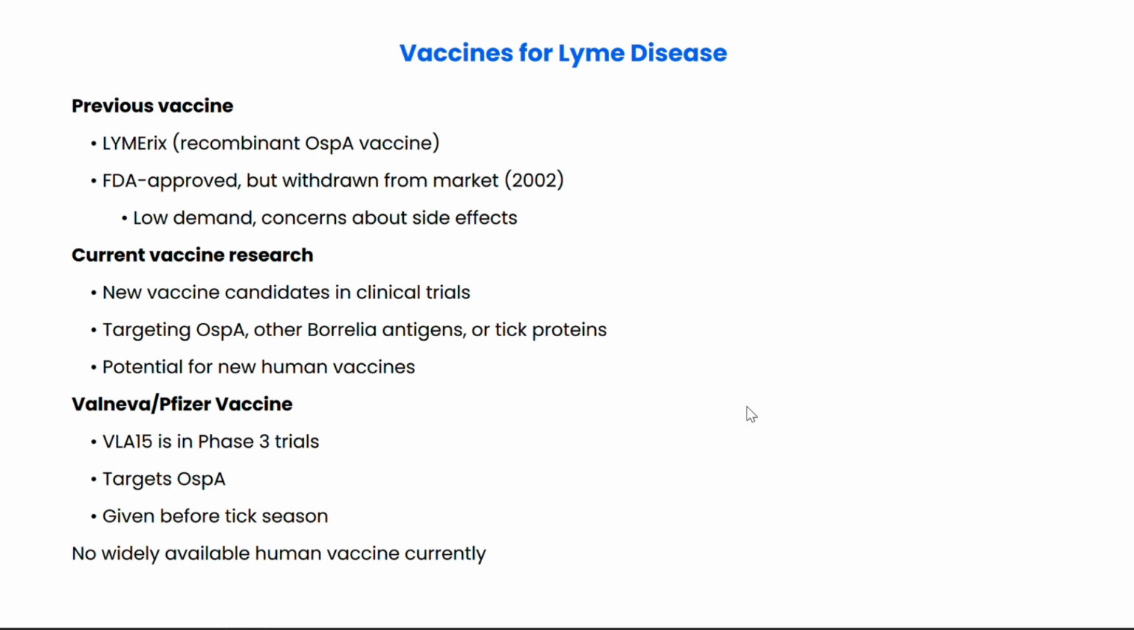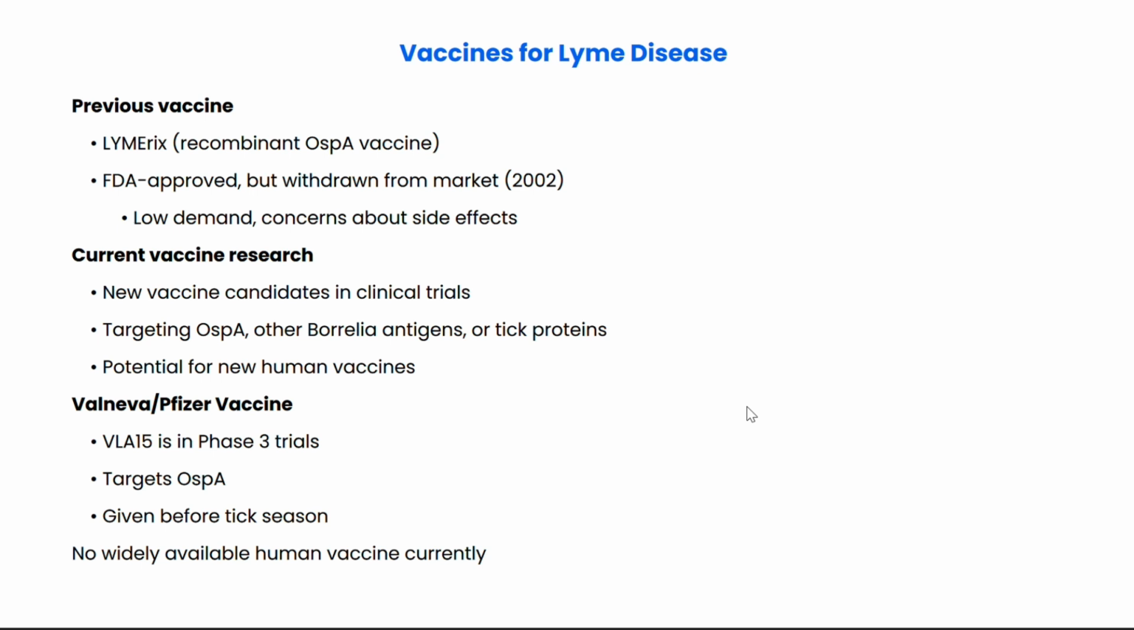Regarding vaccines for Lyme disease, it's important to note the history. A Lyme disease vaccine called Lymerix, which was a recombinant OspA vaccine, was previously available and FDA approved. However, it was withdrawn from the market in 2002 due to a combination of low public demand and concerns about potential side effects, although the evidence for these side effects was not definitive.